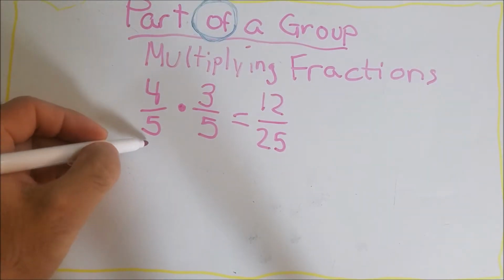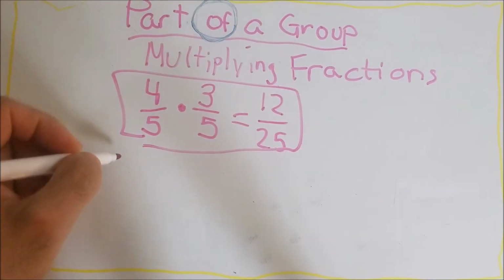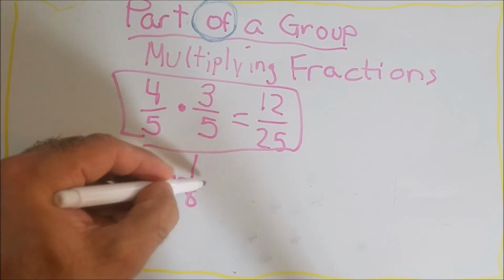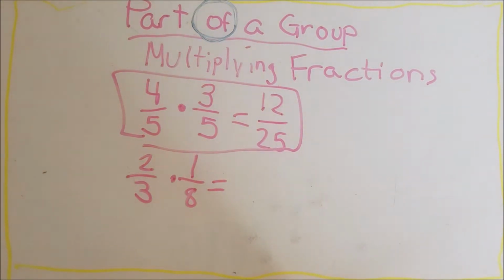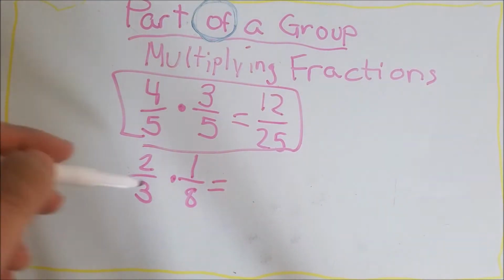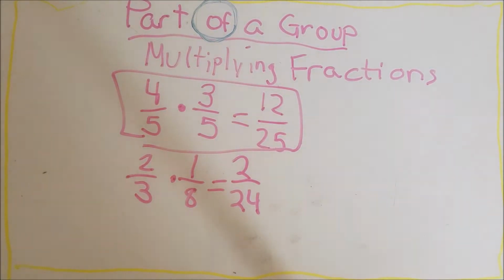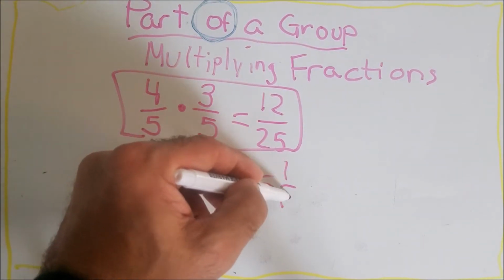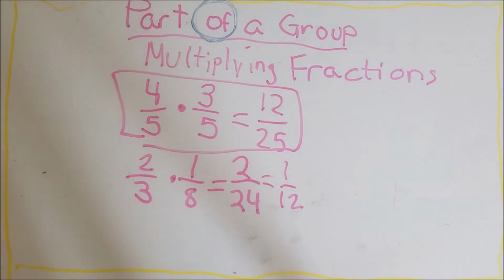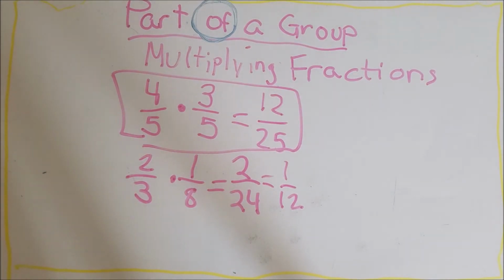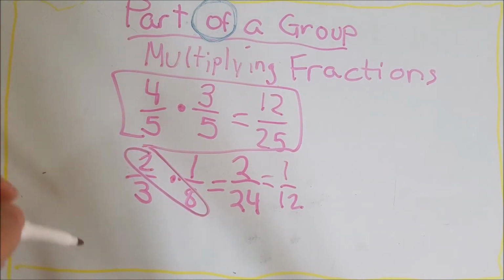So try this one. What if I said, put a box around that, what if I said 2/3 times 1/8? What do you think? So if we multiply the numerators, we have 2 over 24, which we can reduce to 1/12. Now there's something else we can do right away. Instead of just multiplying the numerators and the denominators, we could reduce right away.